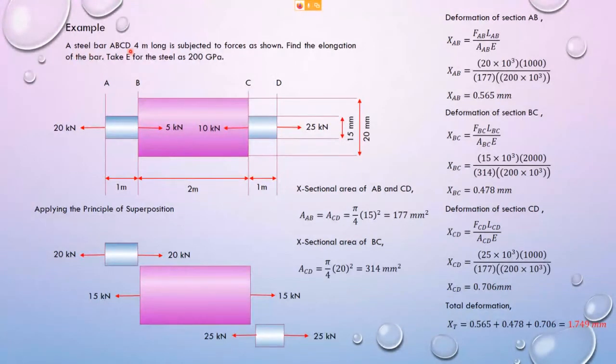A steel bar A, B, C, D, 4 meters long, is subjected to forces as shown. Find the elongation of the bar and take the Young's modulus for the steel as 200 gigapascal.